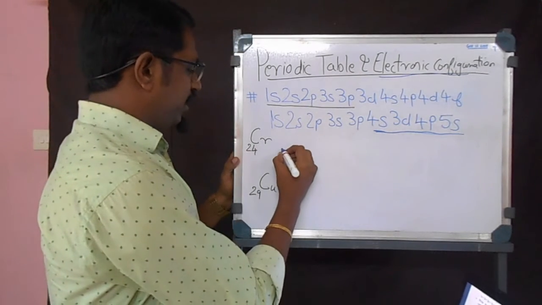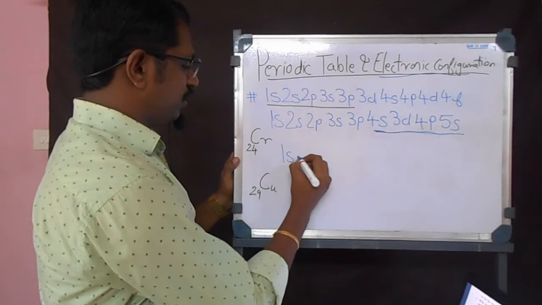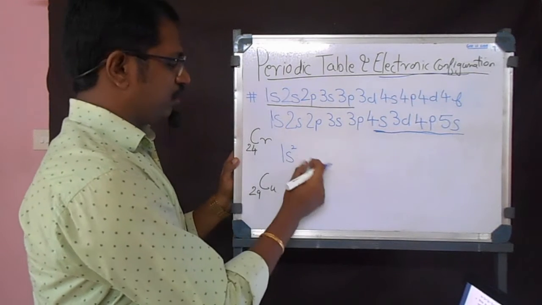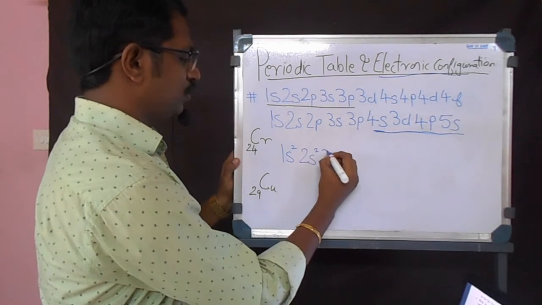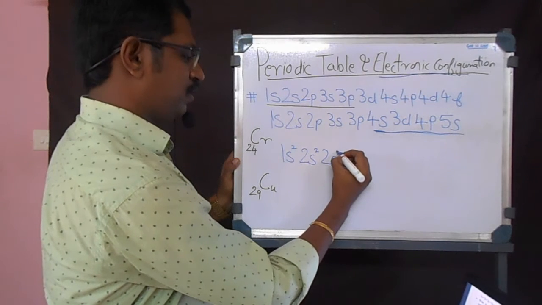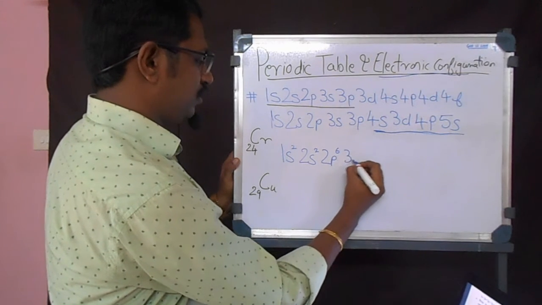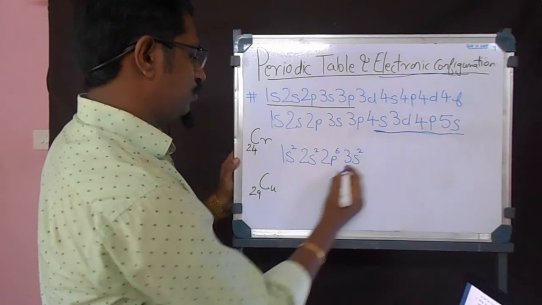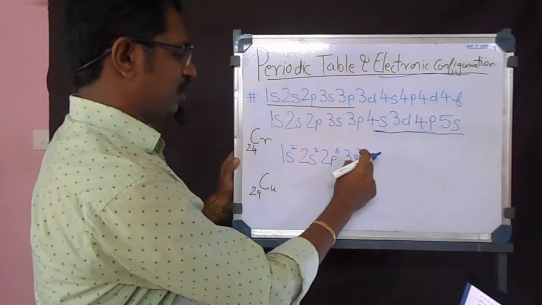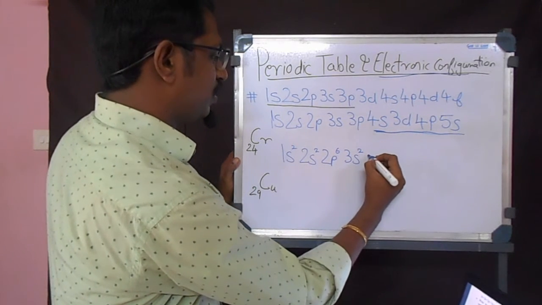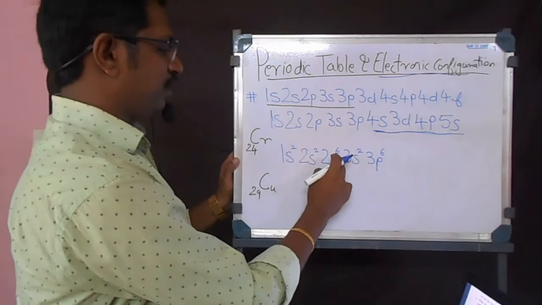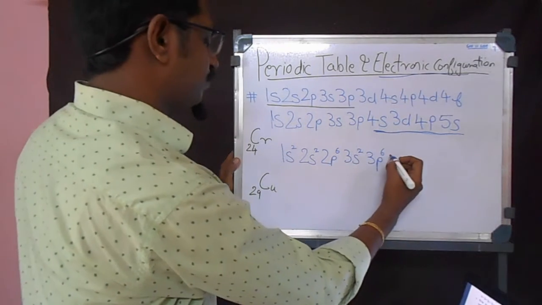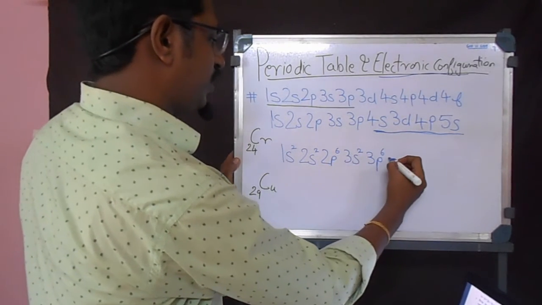So when we start writing, what will be first? 1s, you will have 2 electrons, so 2 filled up. Then comes 2s 2, 2p 6, 3s 2. So how many already? 4, 10, 12. Still we have to go further. So 3p 6. So how many already? 10 plus 8, 18. Now further we go.